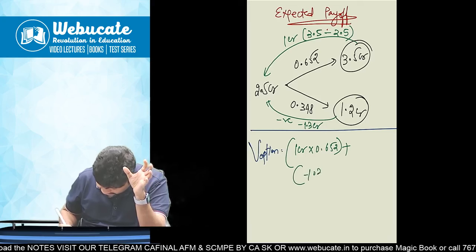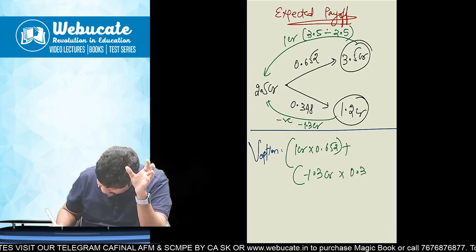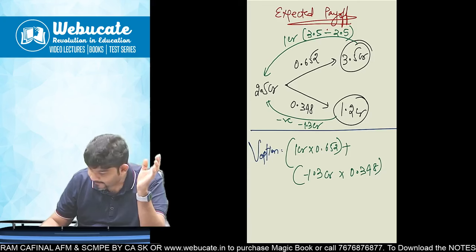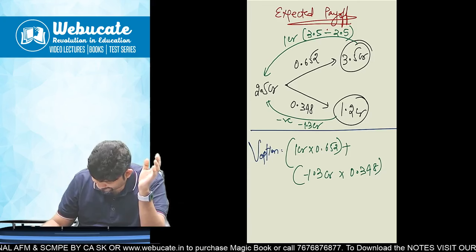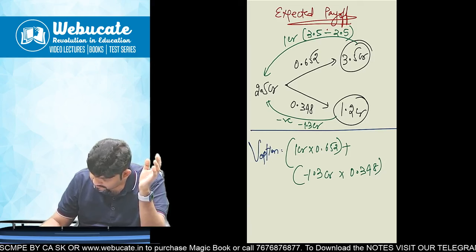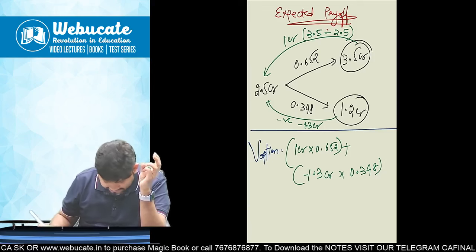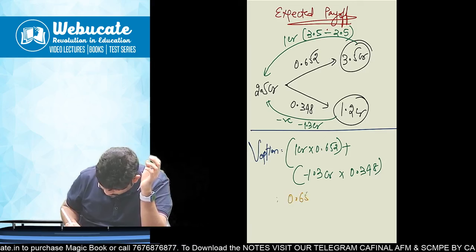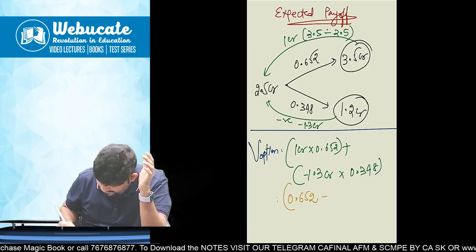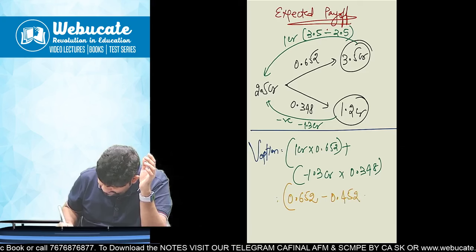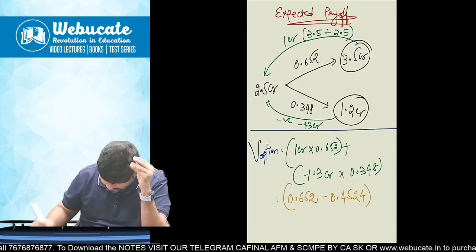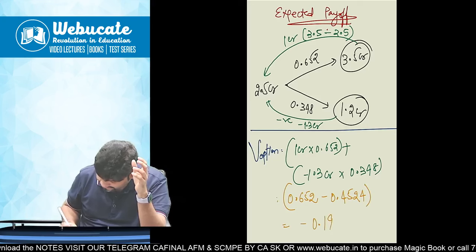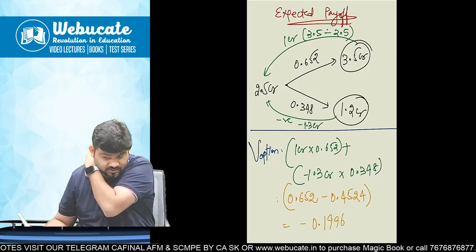So, minus 1.3 into 0.348. So, how much is the probability? 0.652 and 0.348. So, 0.652 minus 0.4524. This is minus 0.1996. Sorry, plus.